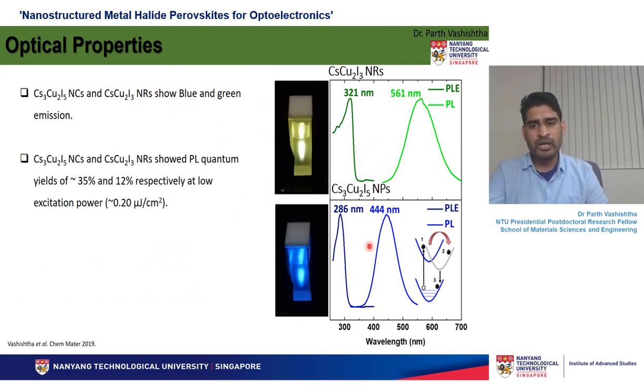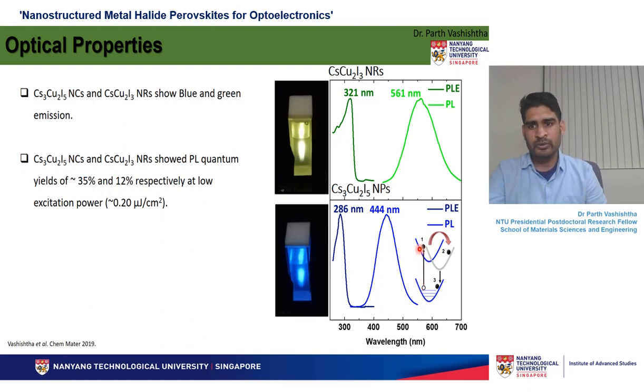So the Cs3Cu2I5 basically shows the emission in the blue spectral region, which is 444 nanometer. CsCu2I3, which is a one-dimensional nanorod kind of shape, shows the emission at 560 nanometer. So this is blue and this is more yellowish-greenish. And the emission in this material, I need to point out, is not band-to-band emission. It's basically the defect emission. It's more like a self-trapped exciton.